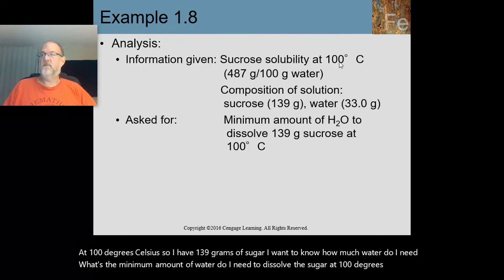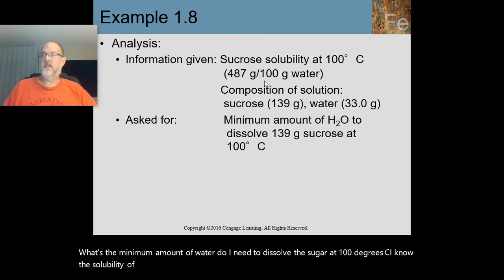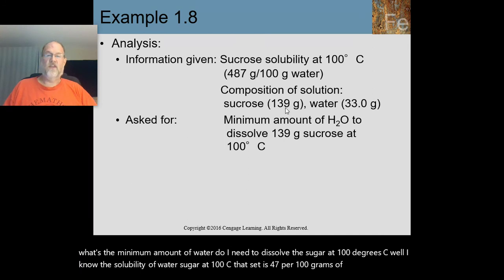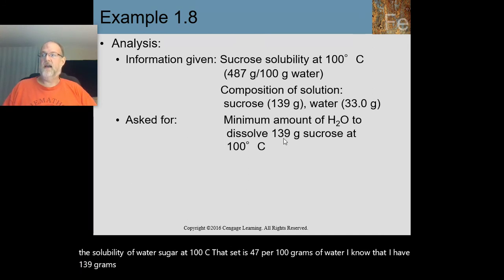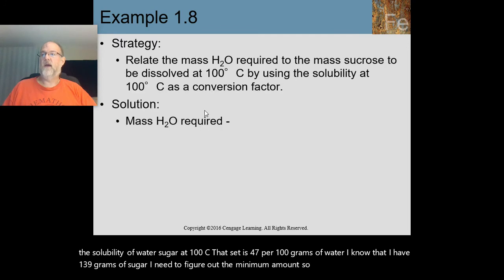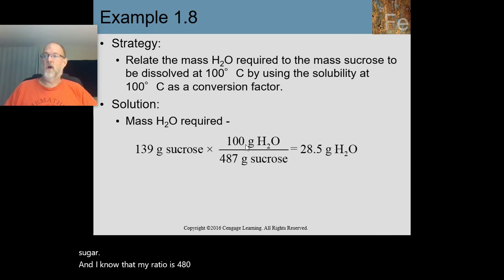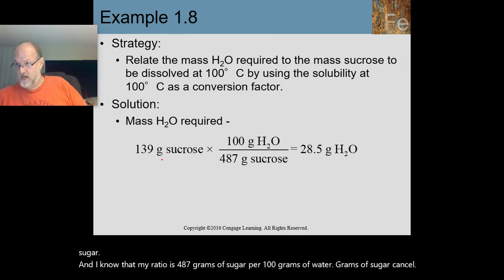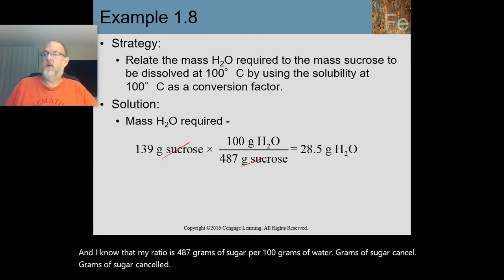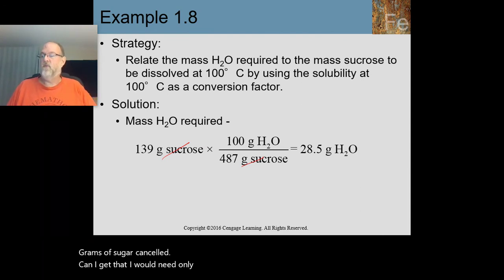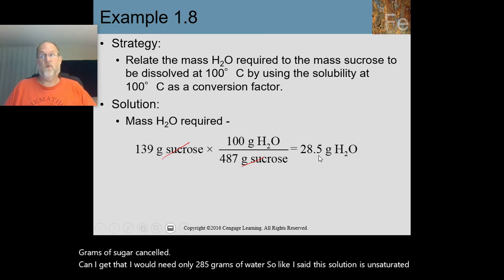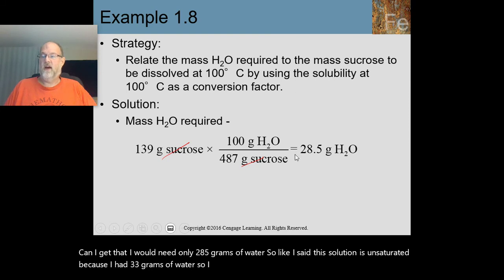Well, I know the solubility of sugar at 100 degrees C. It's 487 grams per 100 grams of water. I know that I have 139 grams of sugar. I need to figure out the minimum amount. So if I have 139 grams of sugar, and I know that my ratio is 487 grams of sugar per 100 grams of water, grams of sugar cancel, and I get that I would need only 28.5 grams of water. So like I said, this solution is unsaturated because I had 33 grams of water, so I only needed 28.5.